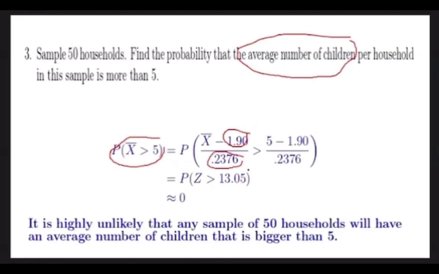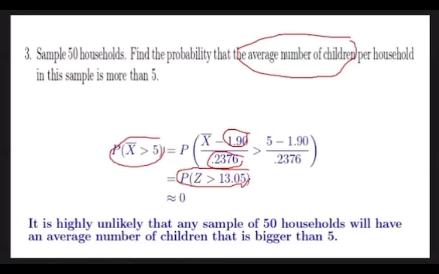And at the end of the day, I got this guy. And when I got P(Z greater than 13.05), if I want to run this in R, it's going to be 1 minus pnorm(13.05). You know why 1 minus pnorm? Because I'm dealing with greater than, and that will be 0, very close to 0.